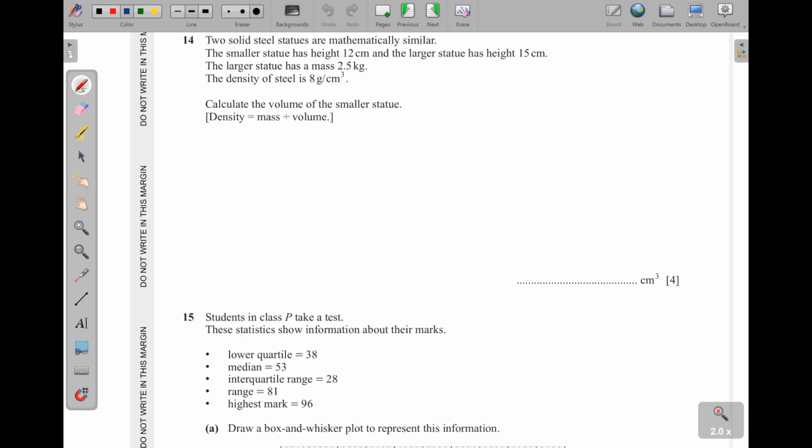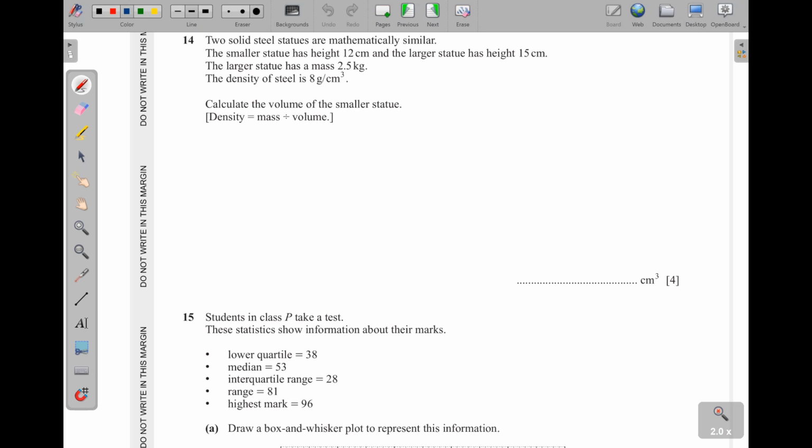Question 14. Two solid steel statues are mathematically similar. The smaller statue has height 12 centimeters and the larger one has height 15 centimeters. The larger statue has a mass of 2.5 kilograms. The density of the steel is 8 grams per centimeter cubed. Calculate the volume of the smaller statue.